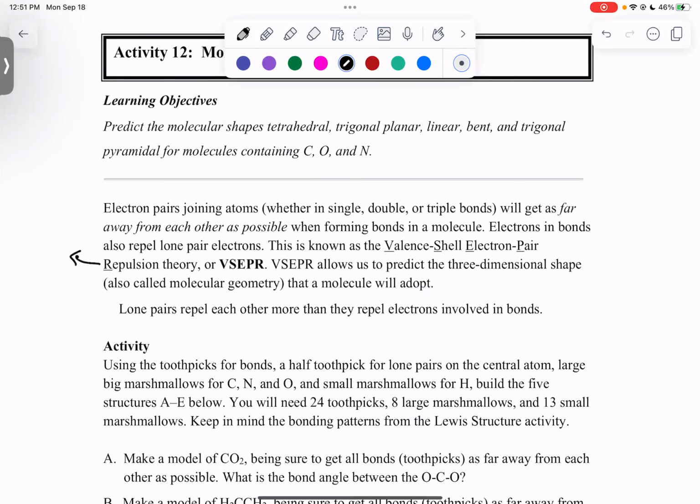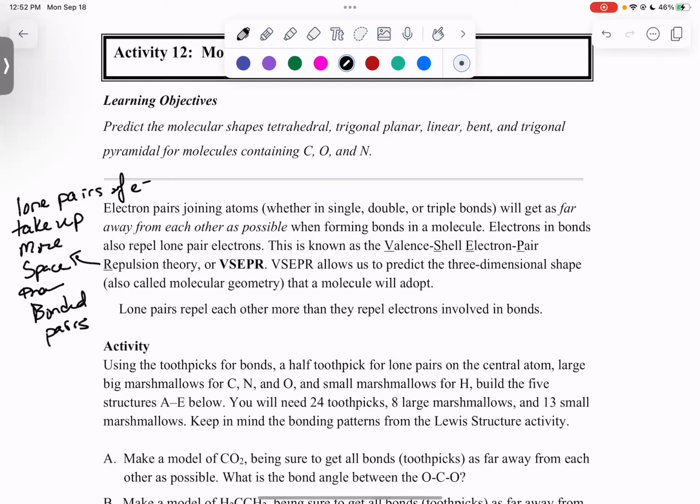The way to easily remember VSEPR is that lone pairs of electrons take up more space than bonded pairs. This is like your siblings, right? Ever feel like your siblings take up more space than you do? That's how I feel about it. But it makes sense, because paired electrons are shared between multiple atoms, so they have more to interact with, whereas lone pairs are only bound to one atom. So they take up more space.